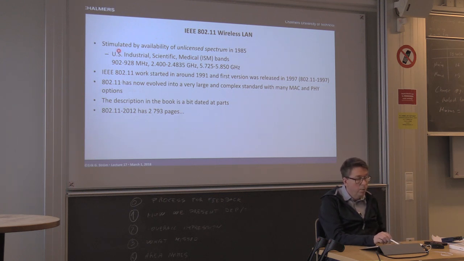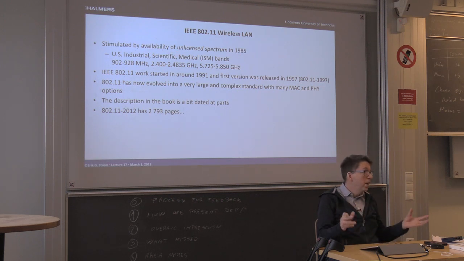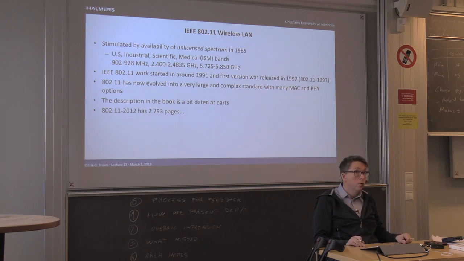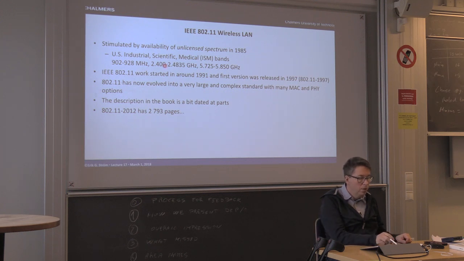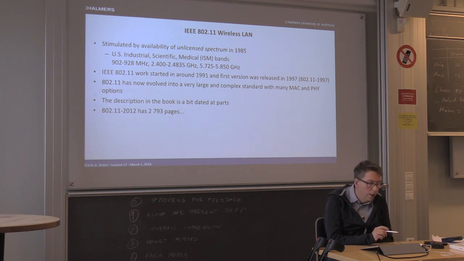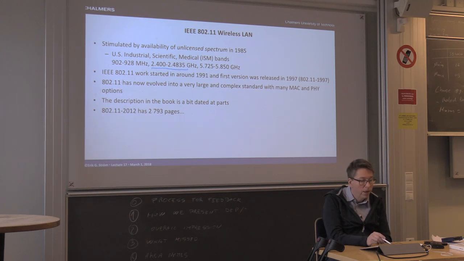And it was stimulated by the fact that in the mid-80s, there was some frequency band that was left open for use without too much regulation. This was done in the US. They opened up a few bands, and then other parts of the world started to do the same. The Wi-Fi band in the beginning was around 2.4 gigahertz, but later on it's also been up in the higher bands. More and more bands have been added, and some of them have disappeared also.